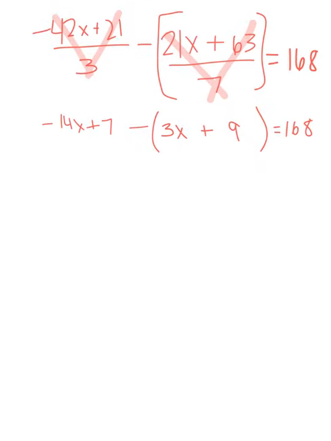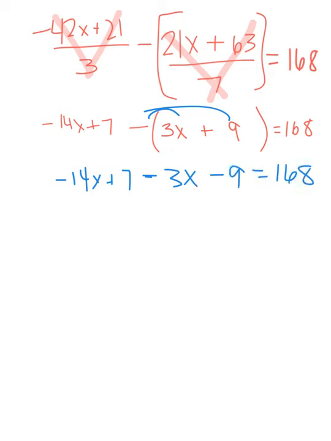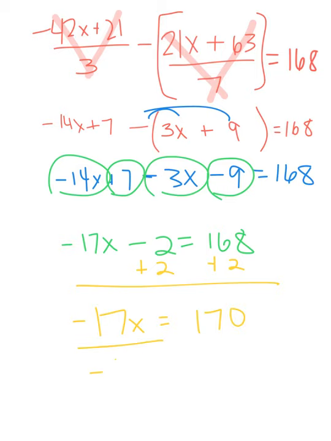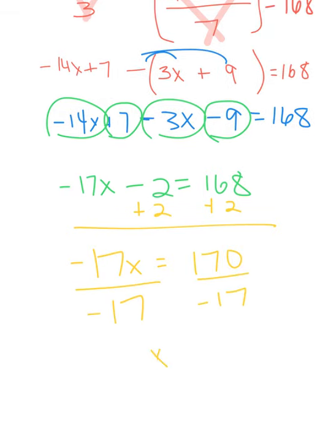To finish solving this, we can distribute this negative. Negative 14x plus 7, 3x is minus and minus 9. We can combine like terms and solve for x. Combine the x terms to be negative 17x. Combine the 7 and the minus 9 with the minus 2 equals 168. Add 2 on both sides. 170 and divide by negative 17. We get x equals 10.